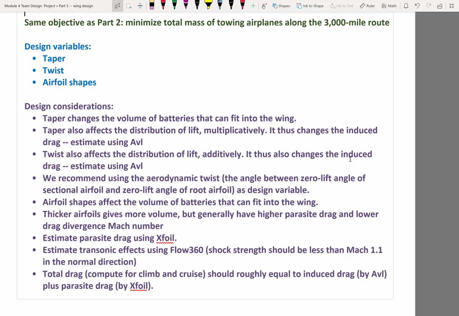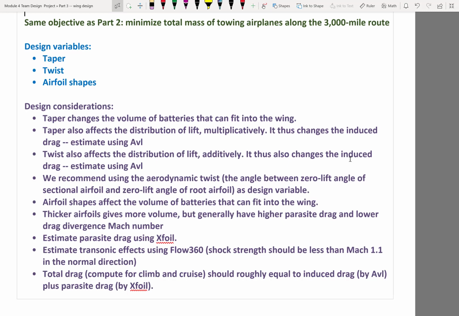And one thing qualitatively you want to make sure of is that if you have shock waves, the shock strength is less than Mach 1.1. What does that mean? Remember when we talked about oblique shocks? We said oblique shocks are just normal shocks in a different frame of reference. So you don't want to look at the Mach number relative to the airplane before the shock. You want to look at the Mach number in the normal direction of the shock wave. You want to make sure that is less than Mach 1.1.